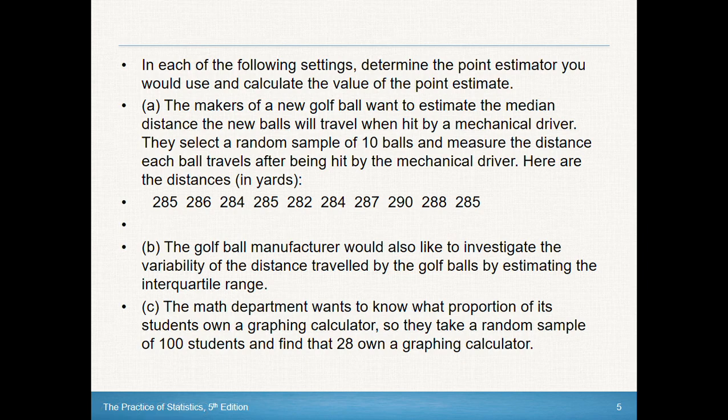And the last bit, the math department wants to know what proportion of its students own a graphing calculator. They take a random sample, and find that 28 out of 100 students have a graphing calculator. So the point estimator is the sample proportion, while the point estimate is the actual value, 0.28.